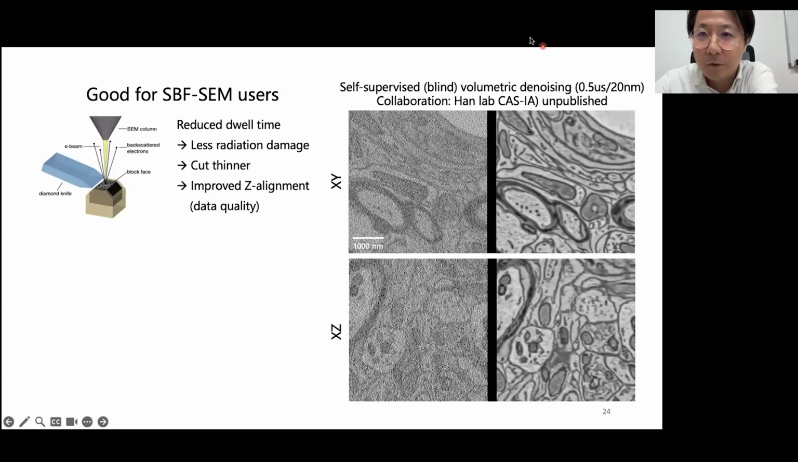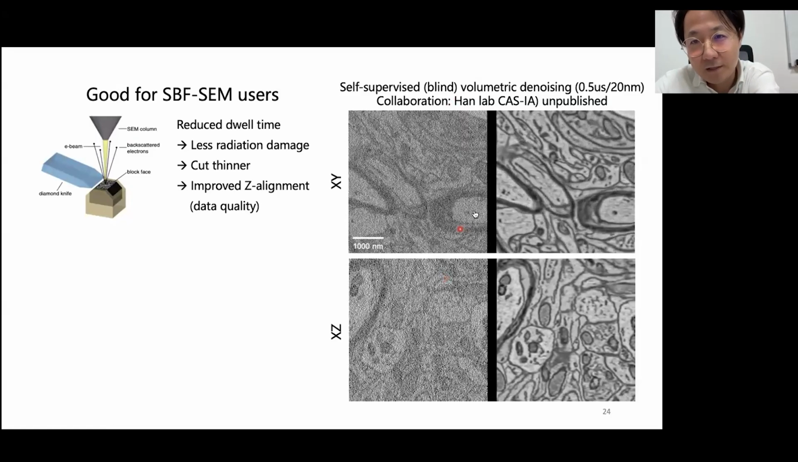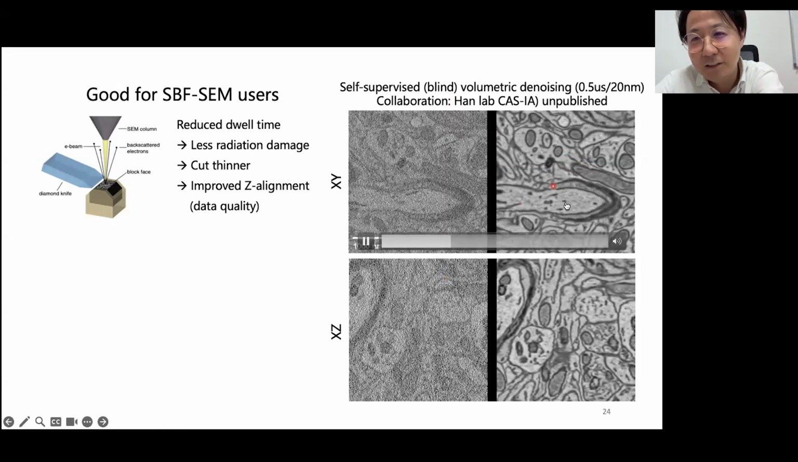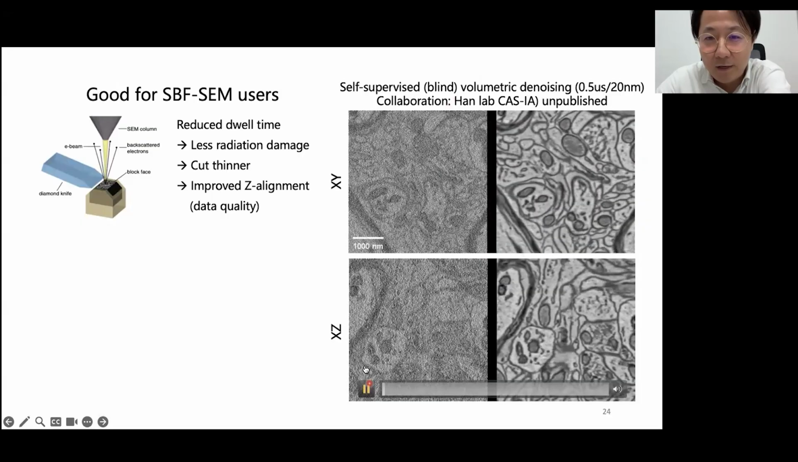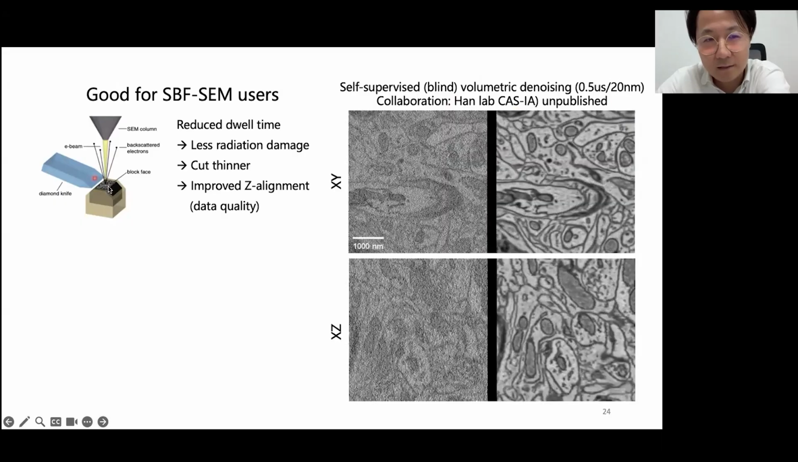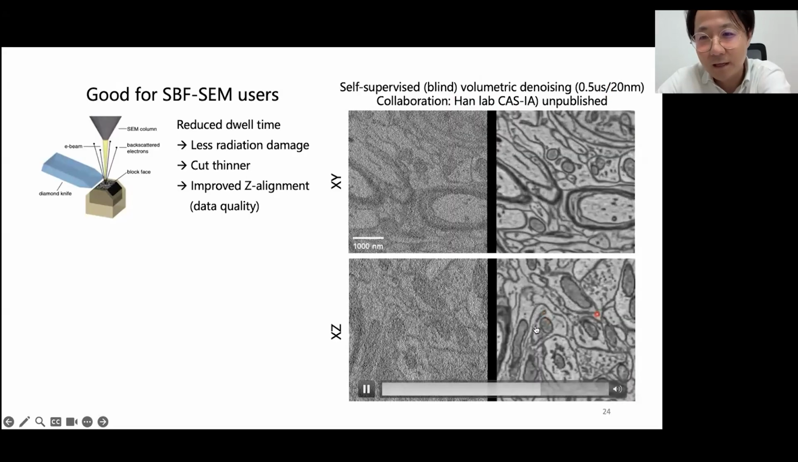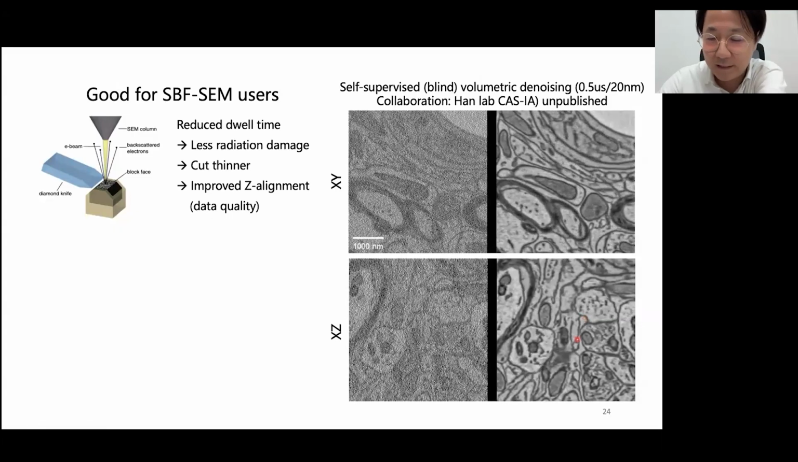Okay, then we try to build a self-supervised method, because in this case, we don't have any reference anymore. We build a self-supervised AI to do the denoising. As you can see in the raw data, you can't see any structure anymore, at least for me. But after denoising, all the structure has been nicely restored. And also in the YZ, right? So, I mean, this is 20 nanometer cuts with this serial block-face EM. I think probably this is the current record for this type of machine.